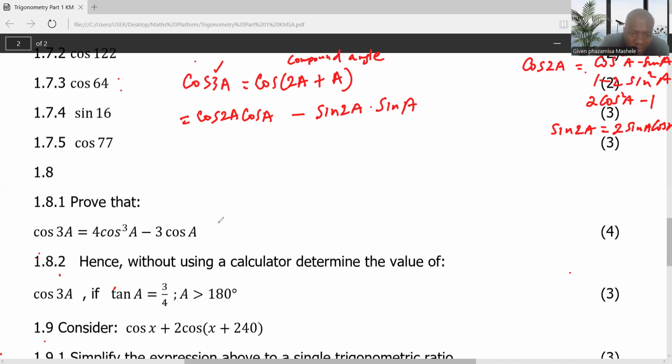But let's look at what we want to prove. We want to prove this. We want to change this to become this. And if you check here, we have only cos, which means anything that is not cos, we need to change it. I believe you're following.